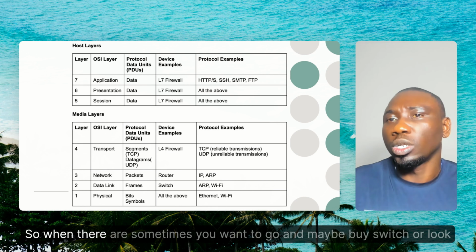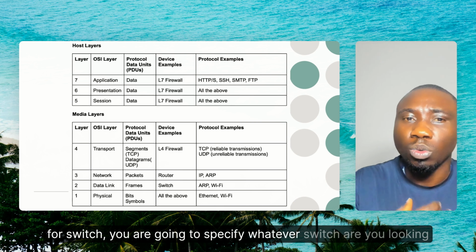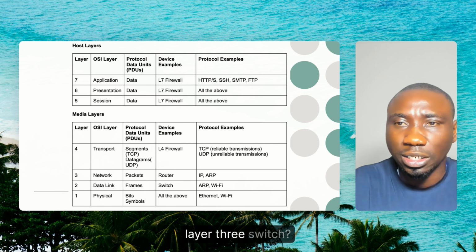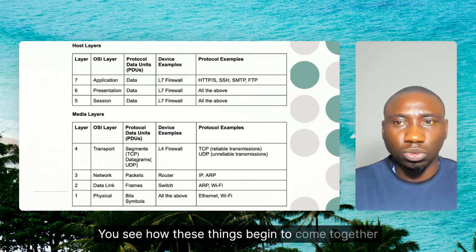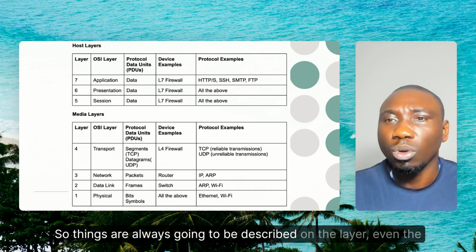So this kind of switch can also fall in the network layer. So sometimes when you want to buy a switch or look for a switch, you are going to specify what type of switch you are looking for. Are you looking for a layer 2 switch or a layer 3 switch? You see how these things begin to come together. So things are always going to be described by the layer.